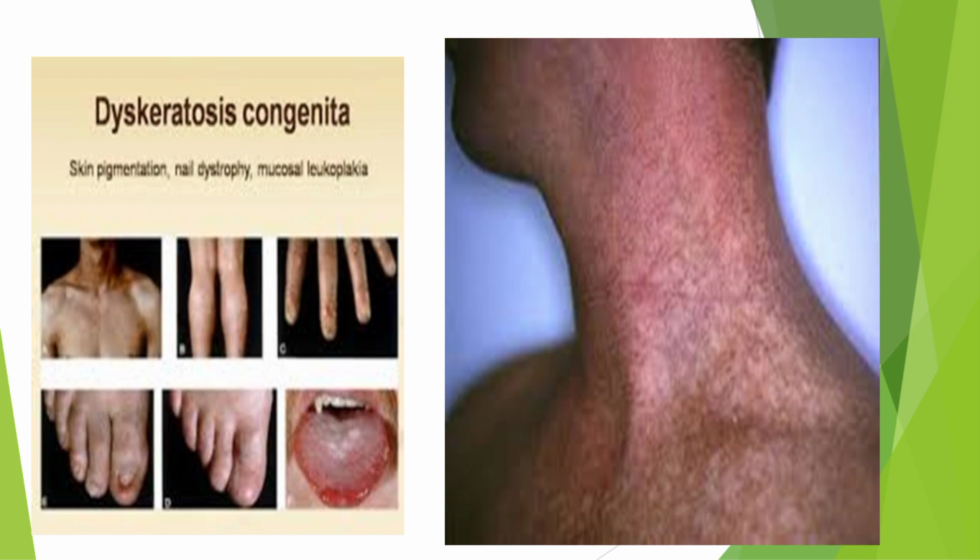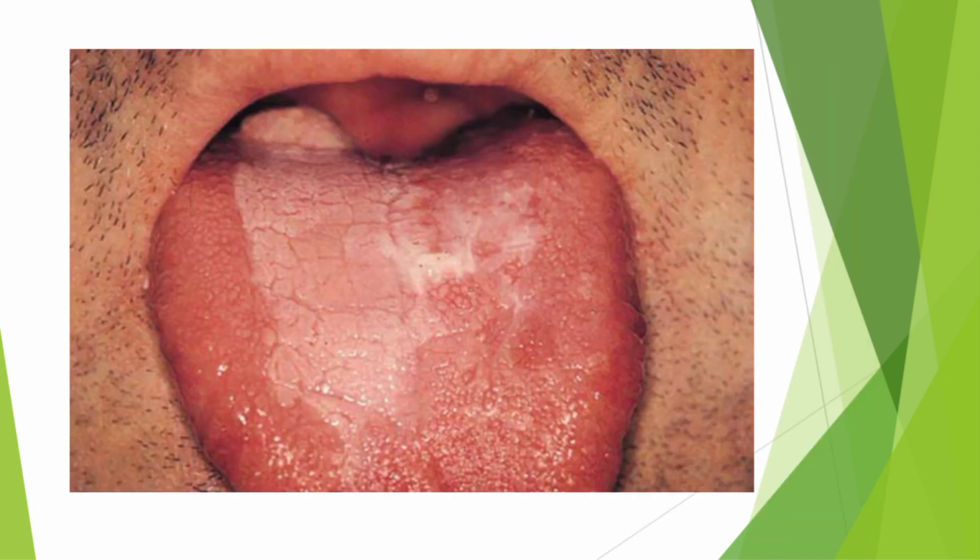You can see here the nails are involved, the legs are involved, the tongue, the chest, these are all involved. On the neck, hyperpigmentation is present. The tongue is involved and leukoplakia is present. The tongue is also showing glossitis, reddish in color.